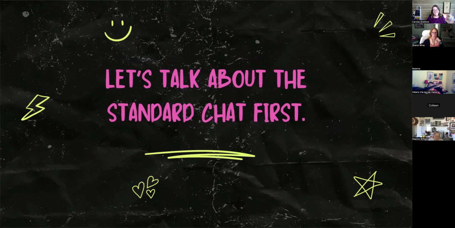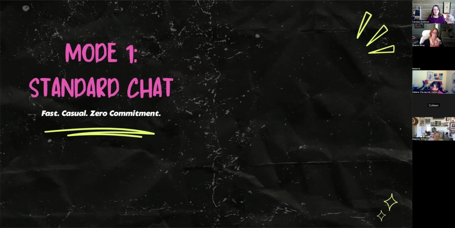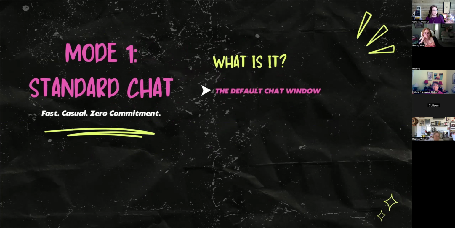First up, we're going to talk about the standard chat. Okay, so this is, like I said, where you're probably going to be most of the time, or you have been most of the time. It's fast. Usually it's casual. There's zero commitment to the chat. You're not having to hope or think that it's going to maintain a huge memory span of all the things that you're doing. So this one is going to be that default chat window.